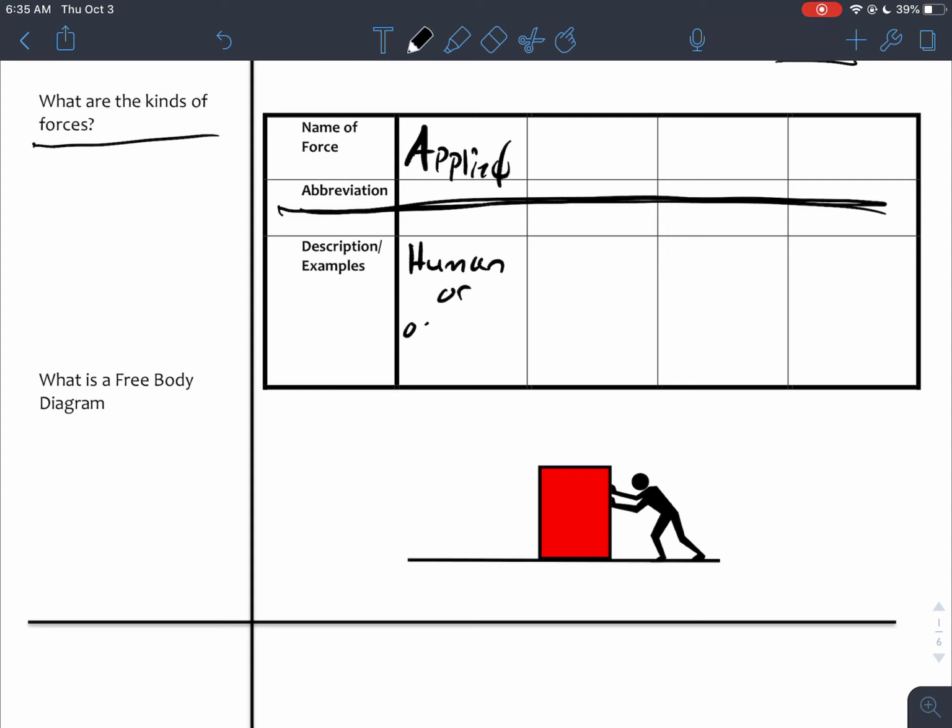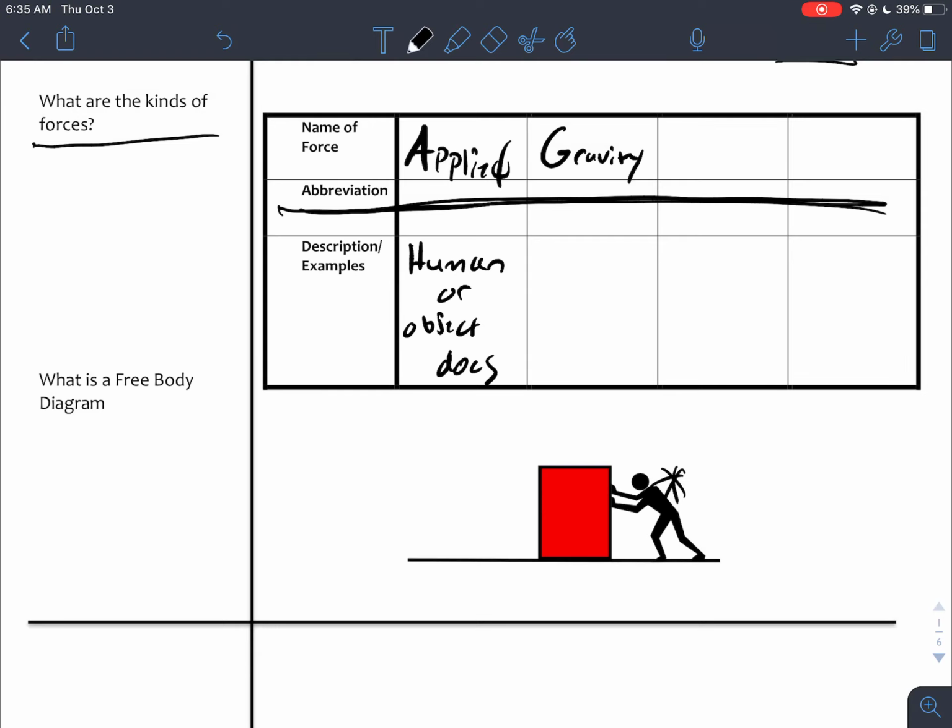or object does. A good example is right here, pushing a box. The little stick figure pushing a box, that's an applied force. There's something applying the force, okay? The second type of force we're going to talk about is gravity. I think y'all already know what this one means. You can take a second and write your own description or examples if you want.